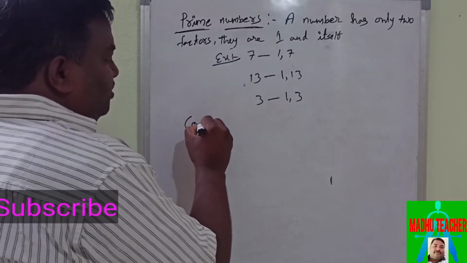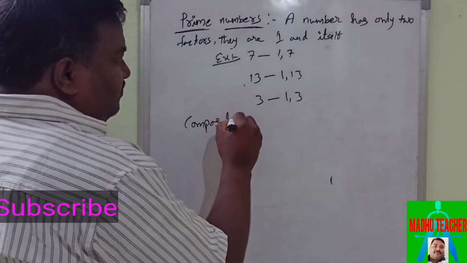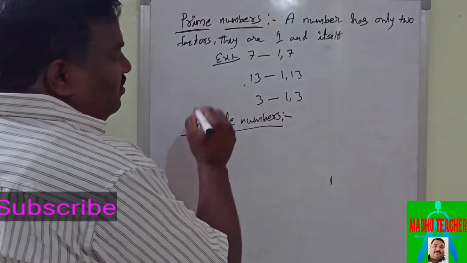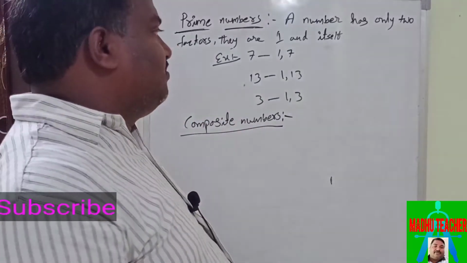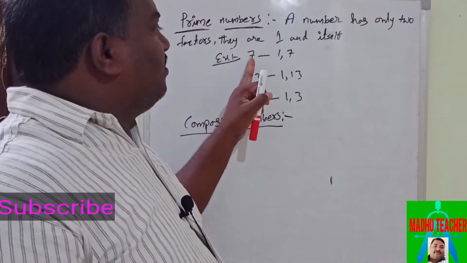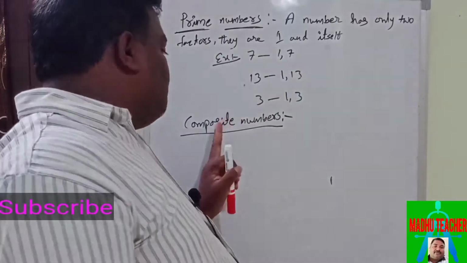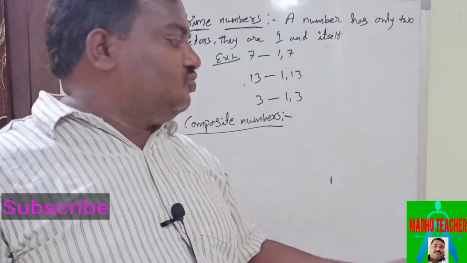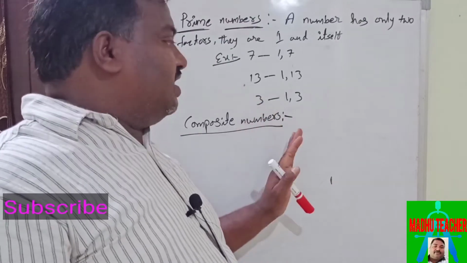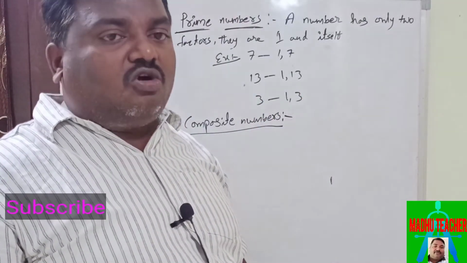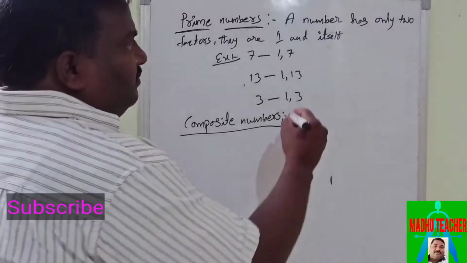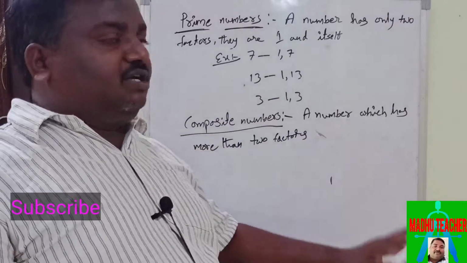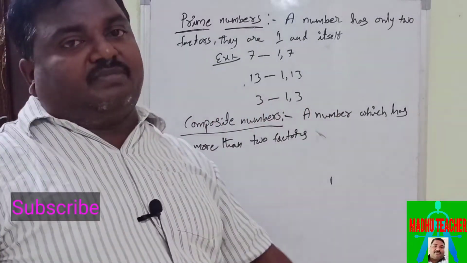Next is composite numbers. What are composite numbers? Prime numbers have only two factors. Composite numbers have more than two factors. A number which has more than two factors is called a composite number.